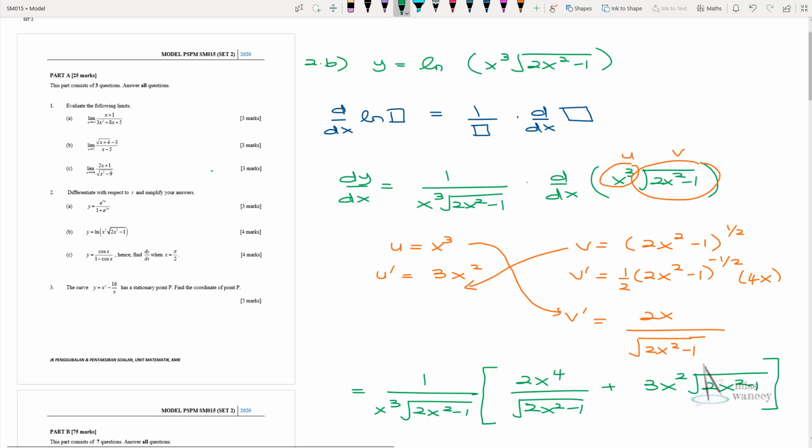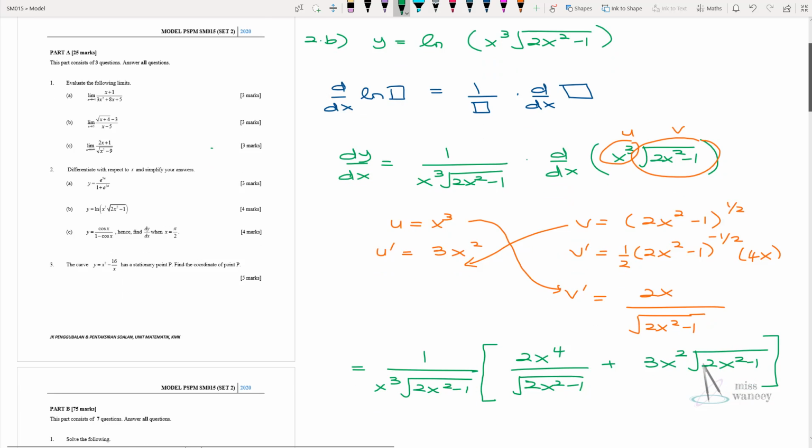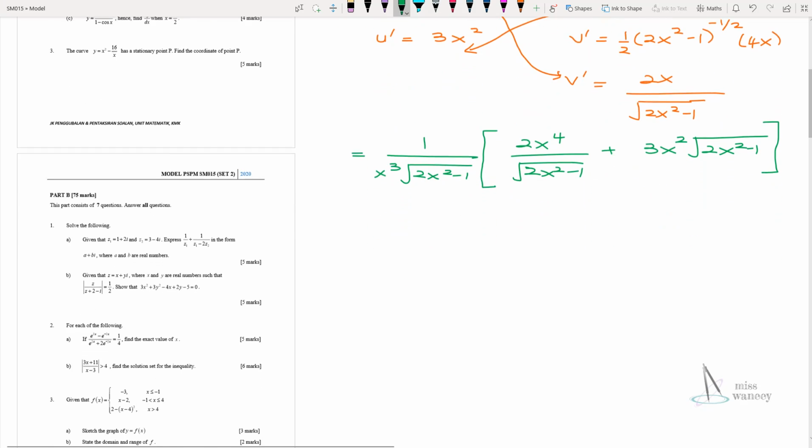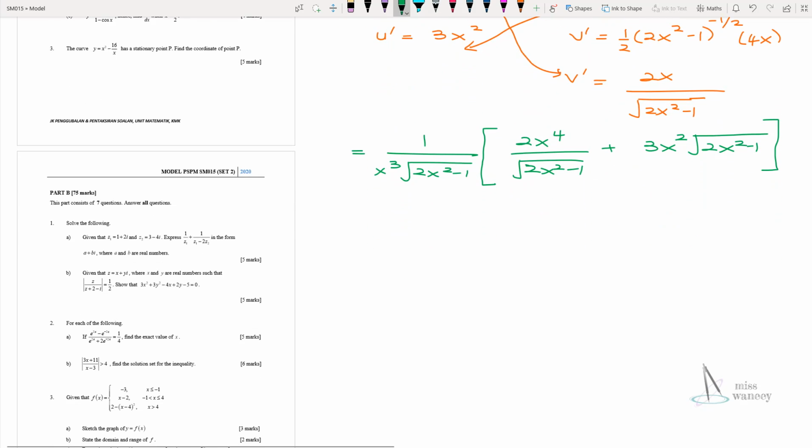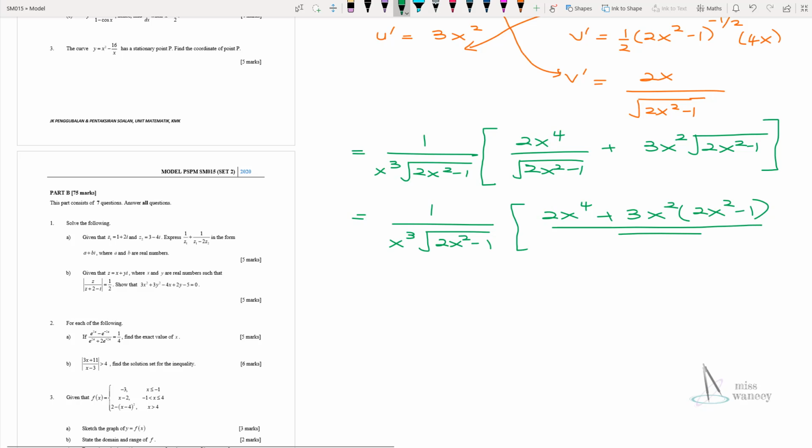Okay, so basically I'm gonna change my left hand side into a single fraction first, sebab yang sebelah sini dia ada fraction, ada yang tak ada fraction. So we're gonna simplify first. So 1 over x cubed, the square root of 2x squared minus 1, so that is equal to 2x to the power of 4 plus 3x squared multiplied with 2x squared minus 1, and then divide everything with the square root of 2x squared minus 1. So kita samakan pembawah, so maksudnya saya tarik yang ni naik atas lah, saya darab dengan dia.